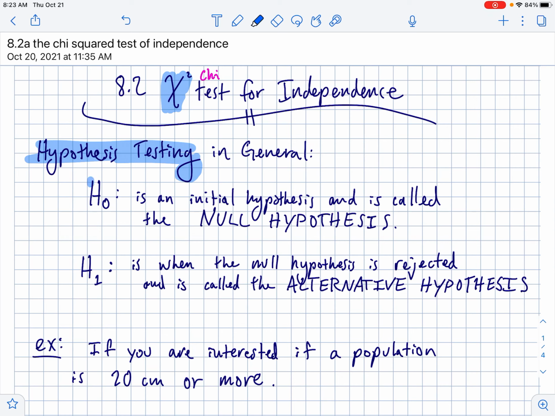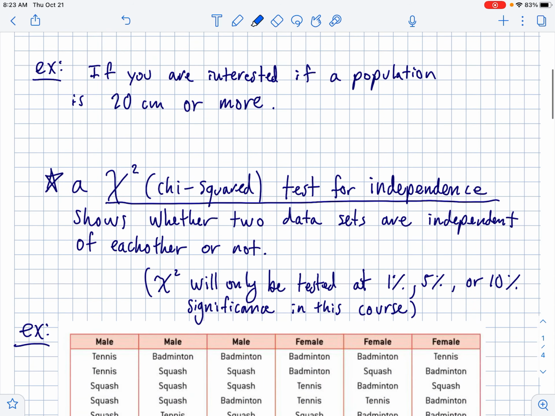If you're hypothesis testing, there's always a null and an alternative hypothesis. The null hypothesis, from here on out, we're going to call H sub 0, and the alternative is going to be H sub 1. The null hypothesis is an initial hypothesis. It can mean a lot of different things for different types of tests. The alternative to the null is called H sub 1, the alternative hypothesis. It's when you're rejecting the null hypothesis, when you're accepting the alternative. We're going to get into examples of what I mean by all this. I just want you to know some of the notation.